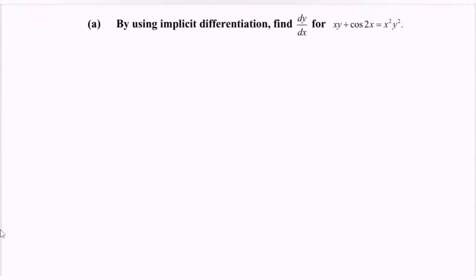So in this video, I'm going to discuss the implicit differentiation. So by using the implicit differentiation, find the dy dx for the function xy plus. So kenapa kita panggil dia implicit? Kenapa? Sebab x dengan y dia tidak boleh dipisahkan. So dia bercampur. That's why kita panggil dia implicit differentiation. So teknik ini dihasilkan untuk selesaikan masalah begini.